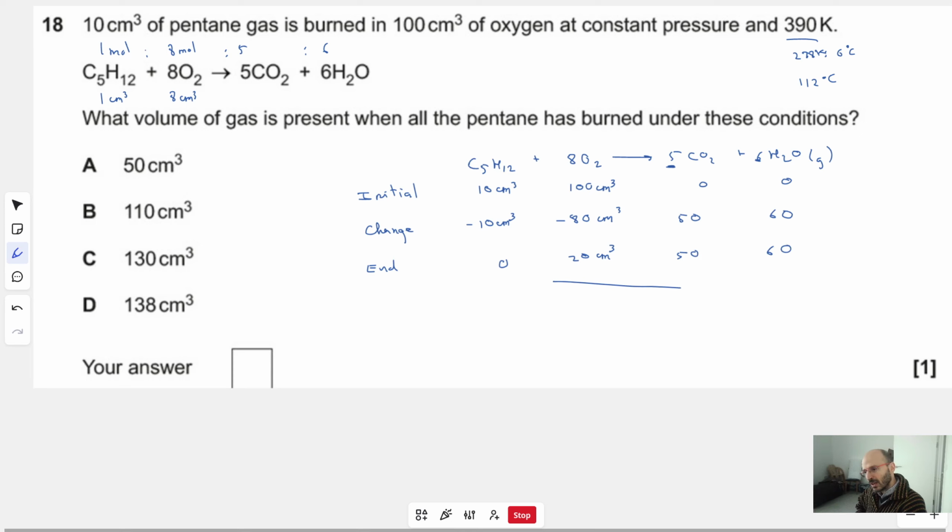If you add them up together with the 20 of oxygen, 70, 130, which is C.